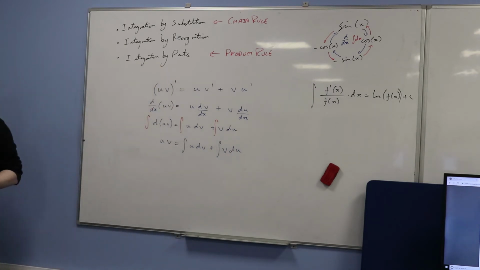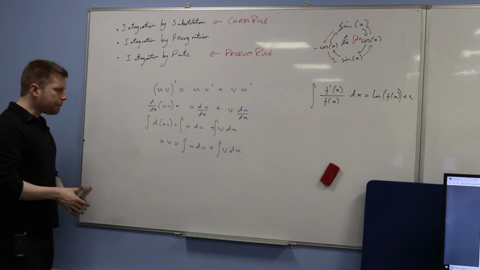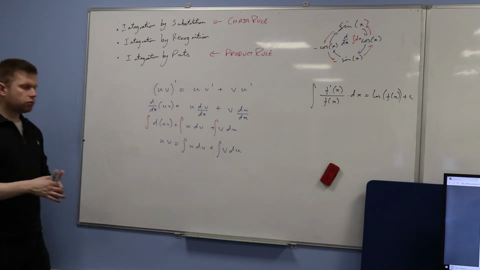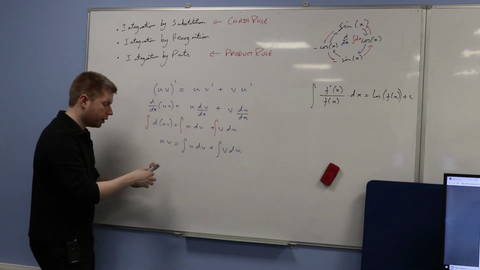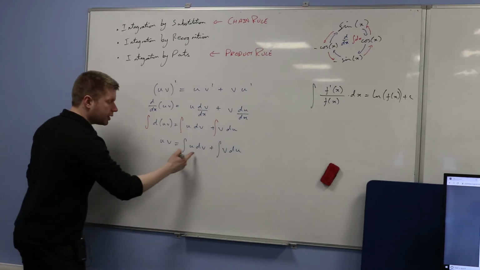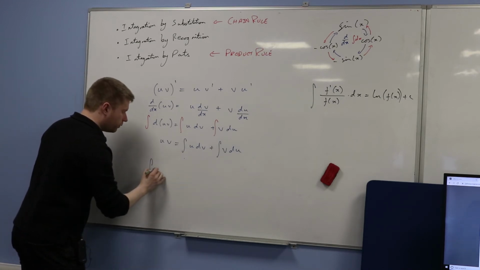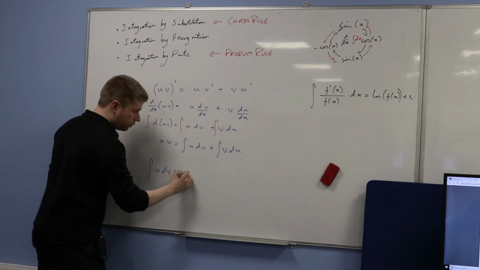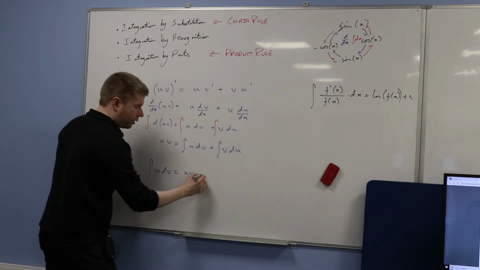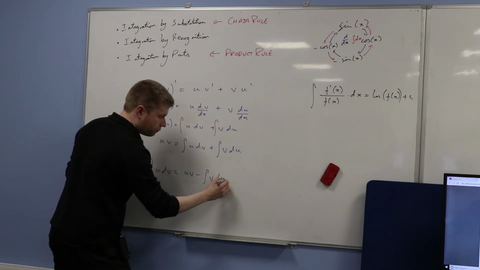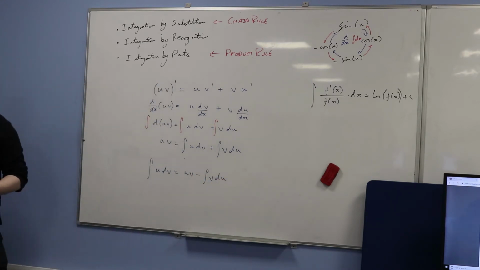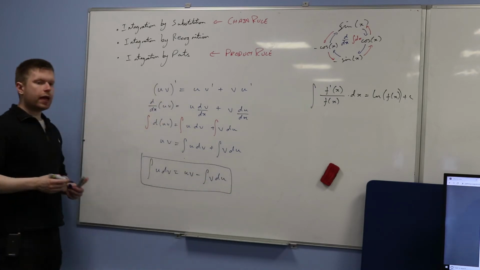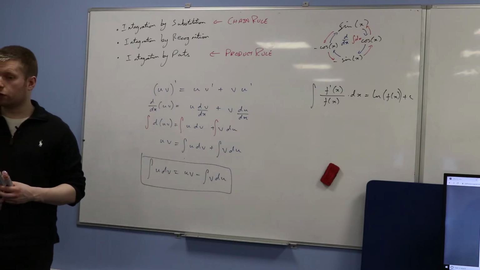Now, would you be happy that I could take this thing over this side? Just by subtracting it from both sides, just solving an equation. So in other words, I could say the integral of u dv, that thing there, should be equal to that thing, uv, minus that thing, the integral of v du. Happy with that? What I have here is a way of integrating the product of two functions.